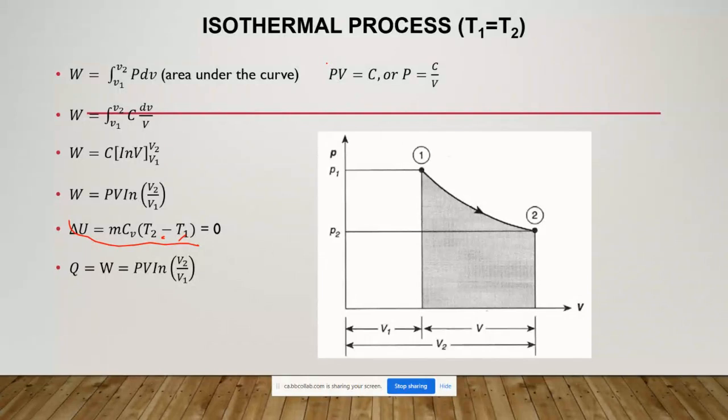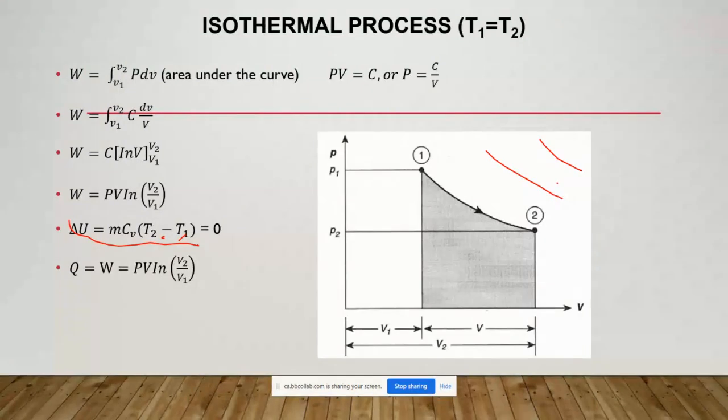Now, the important part of this whole process is that we are going to have 3 processes with the same curves. The curve for isothermal looks like this. A curve for polytropic also looks like this. A curve for adiabatic looks like this. All of them are the same. What is the difference here?